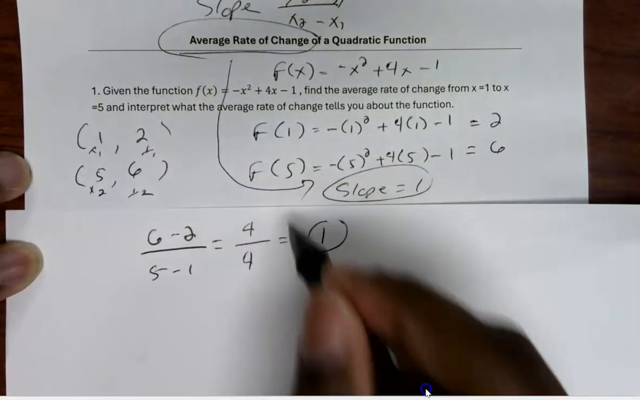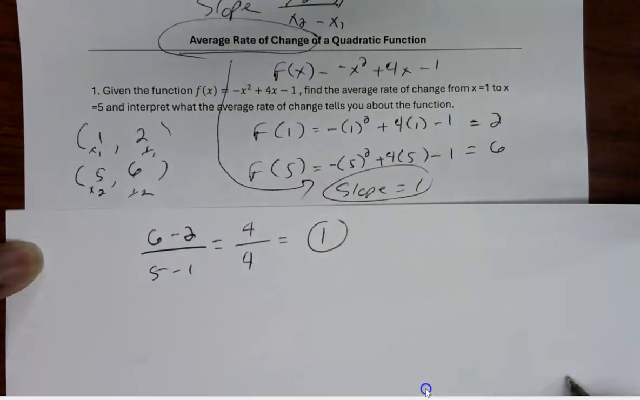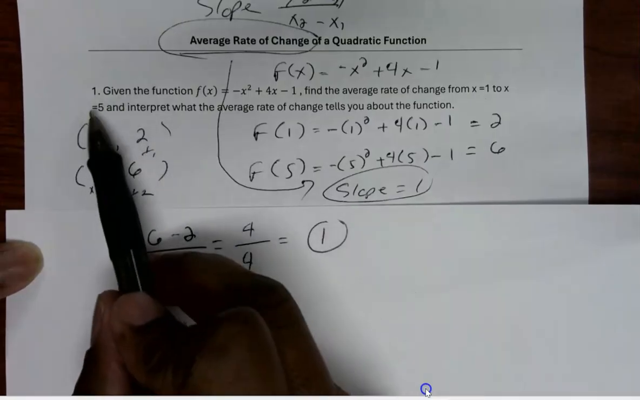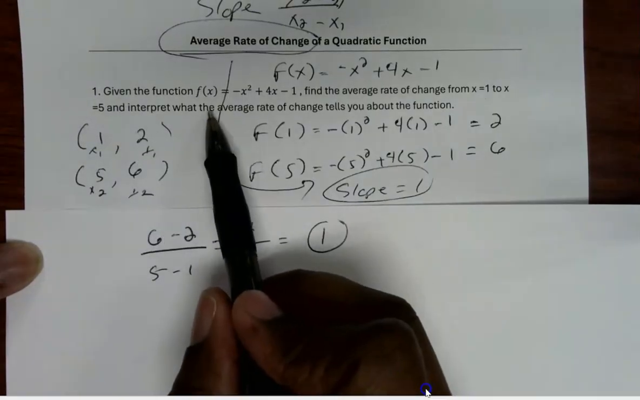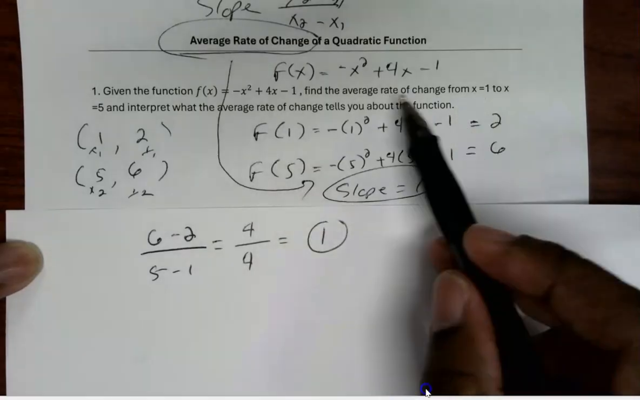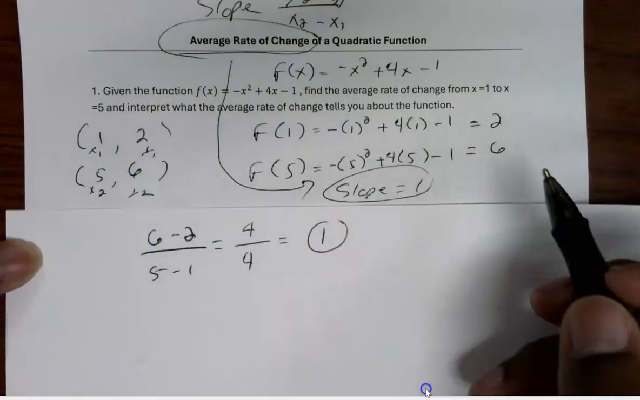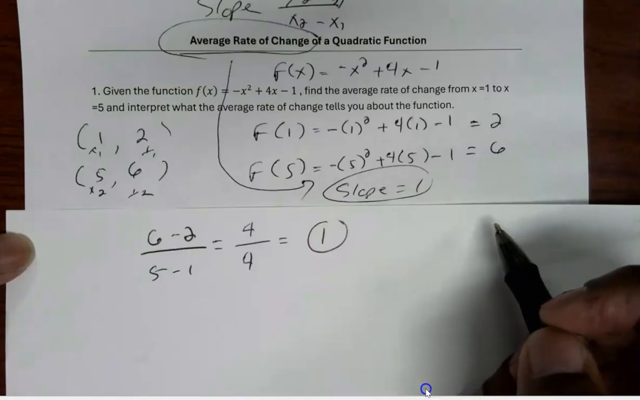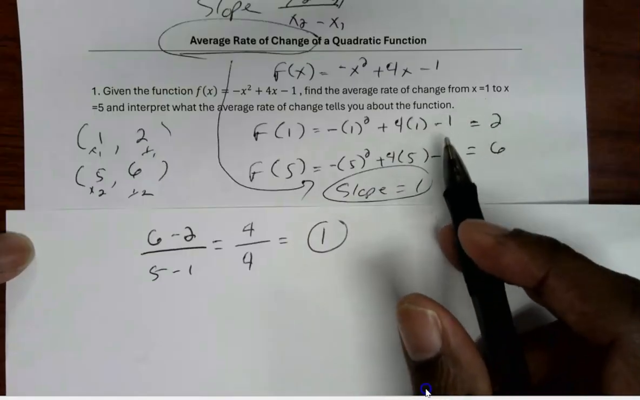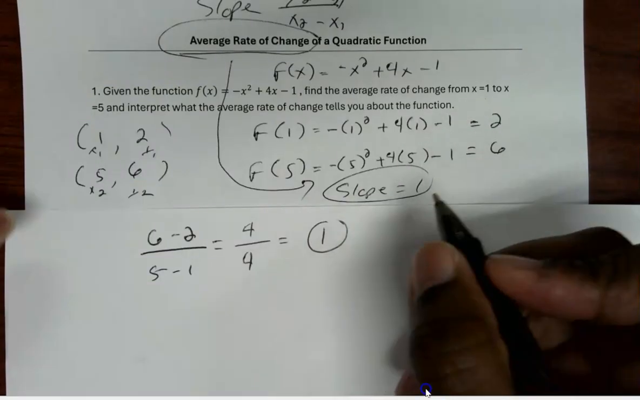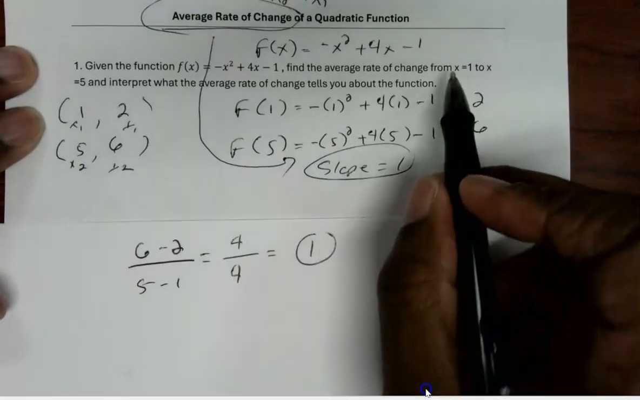Slope means average rate of change. So my average rate of change is negative 2. So let's interpret that. What that means is the slope is negative 2 in between 1 and 5. As you go from 1 to 5, it falls 2 for every run of 1. That's all it means.